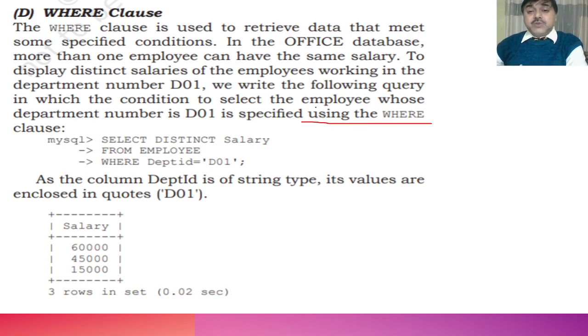So with the where clause, what we are doing is giving particular types of conditions. Like see here, select distinct. Distinct means only one value at once. Select distinct salary, then from which table? From employee, where department ID equals D001 or D01, whatever you write there. So this is what you have to find.